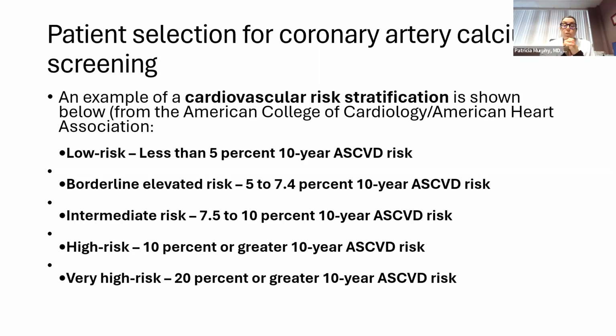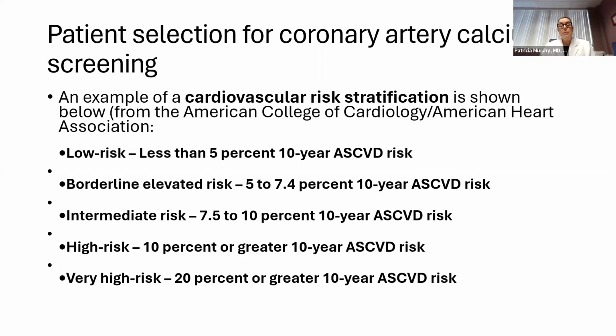So a low risk score is less than 5%. And the way these scores are reported is a 10-year atherosclerotic cardiovascular disease risk, meaning what's an individual's risk over the next 10 years of having a heart attack or a stroke. So low risk is less than 5. Borderline elevated is between 5 and 7.4. Intermediate is between 7.5 and 10. High is greater than 10, and very high is greater than 20.